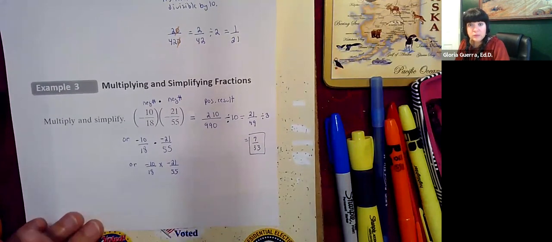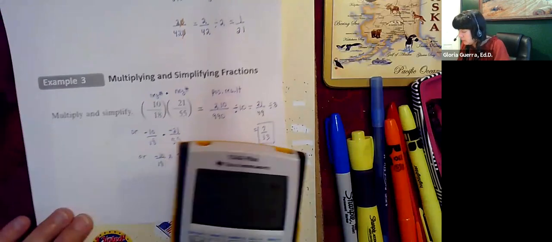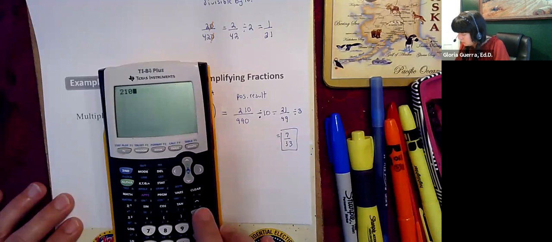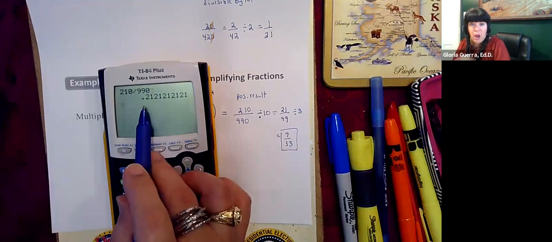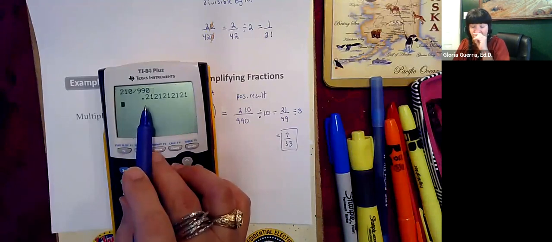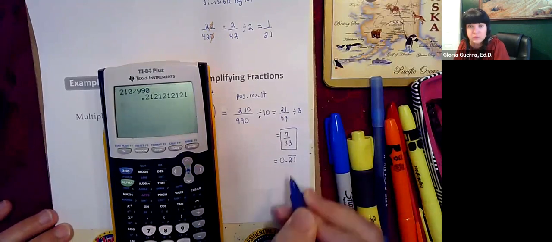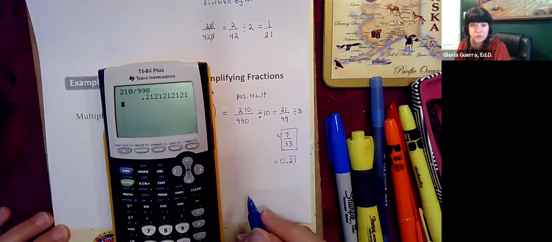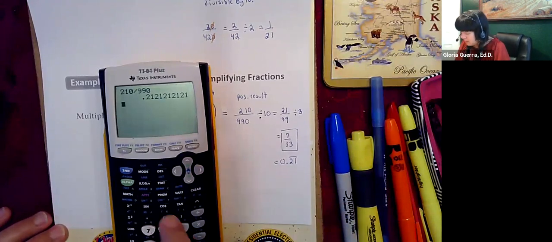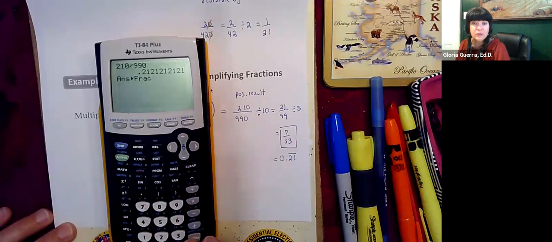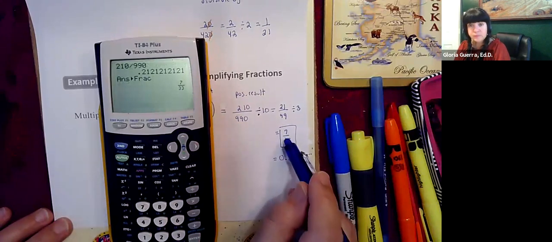All right, class, you're all right with that? If I use my calculator on 210 divided by 990, there's your decimal, repeating with a bar over 0.21. Let me show you how to write that, the bar over the digits that repeat: 0.21 repeats. But if I do math, frac, and then enter, 7 over 33, which is what I have here.